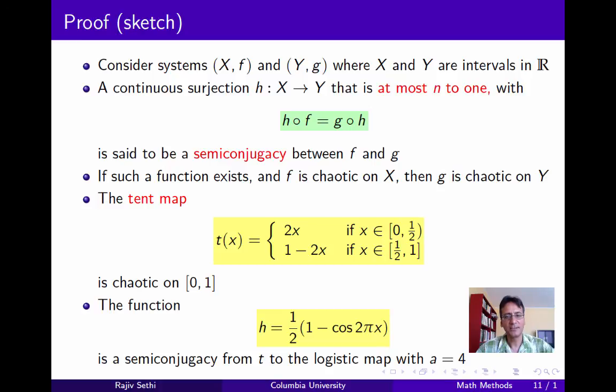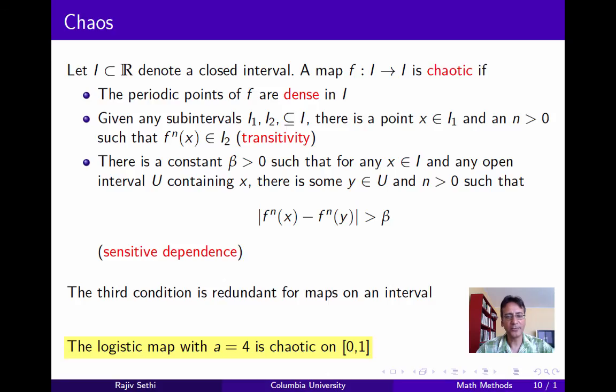Now to complete the proof, you need to verify this, and to verify that the tent map is in fact chaotic, and finally to verify that if a semi-conjugacy between f and g exists, then f being chaotic on X is sufficient for g being chaotic on Y. If you fill in these gaps, you'll have completed the proof of the result shown here on the bottom of the slide, that the logistic map with a equal to 4 is chaotic on [0, 1].